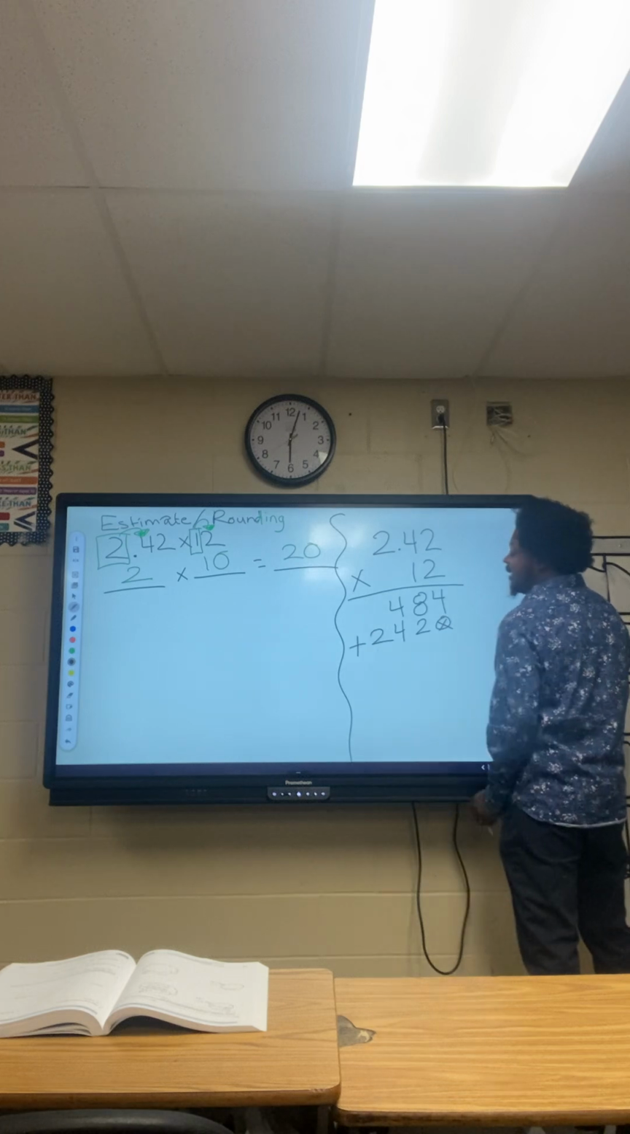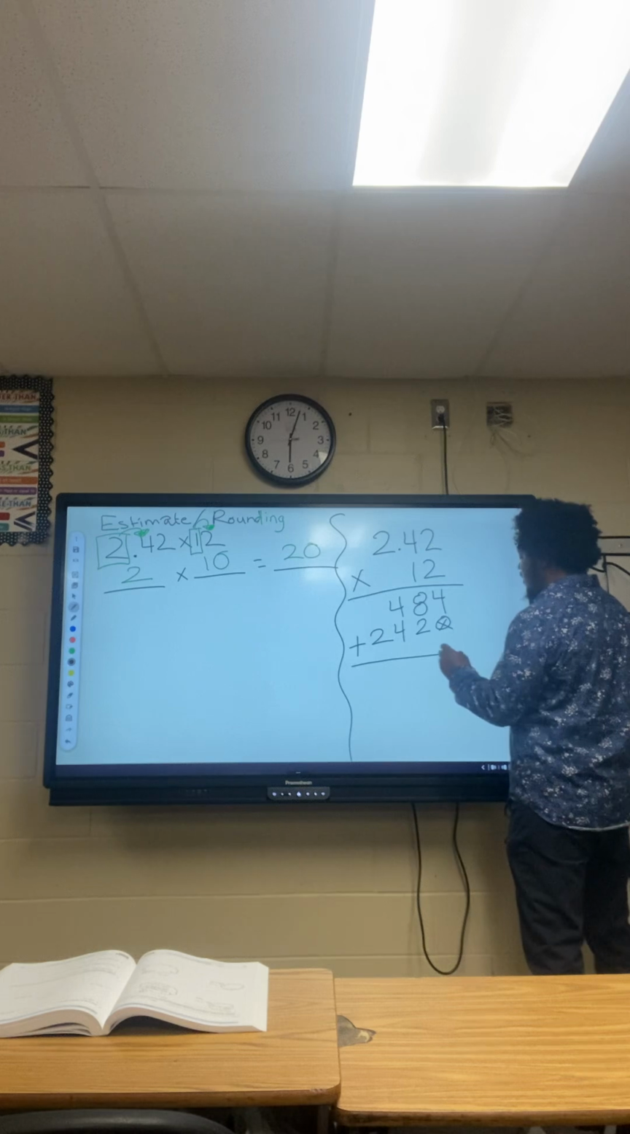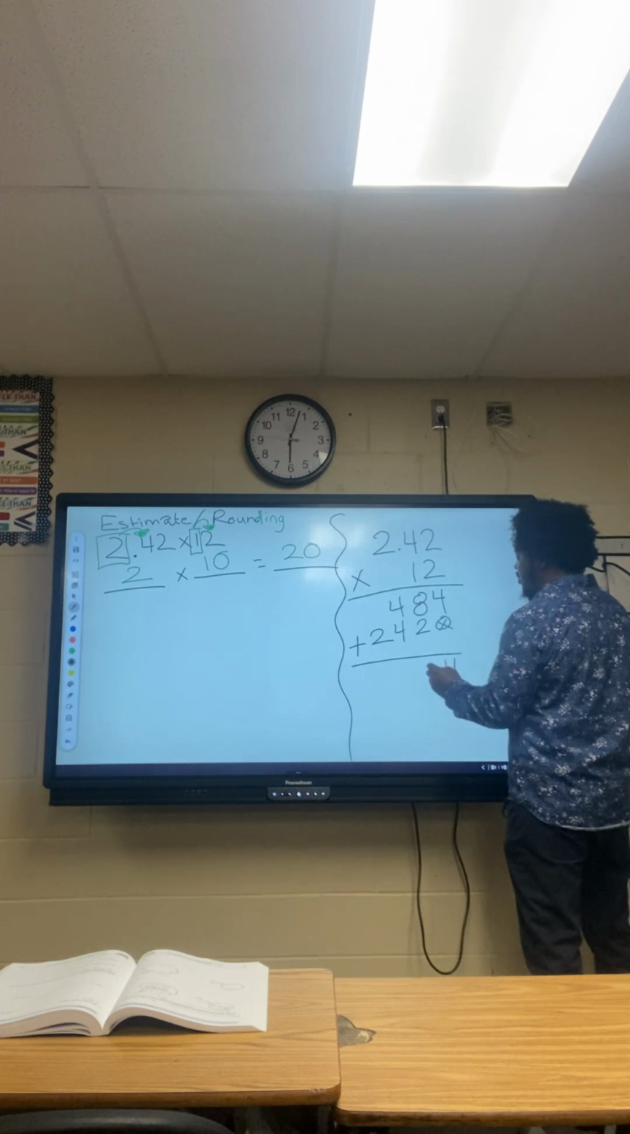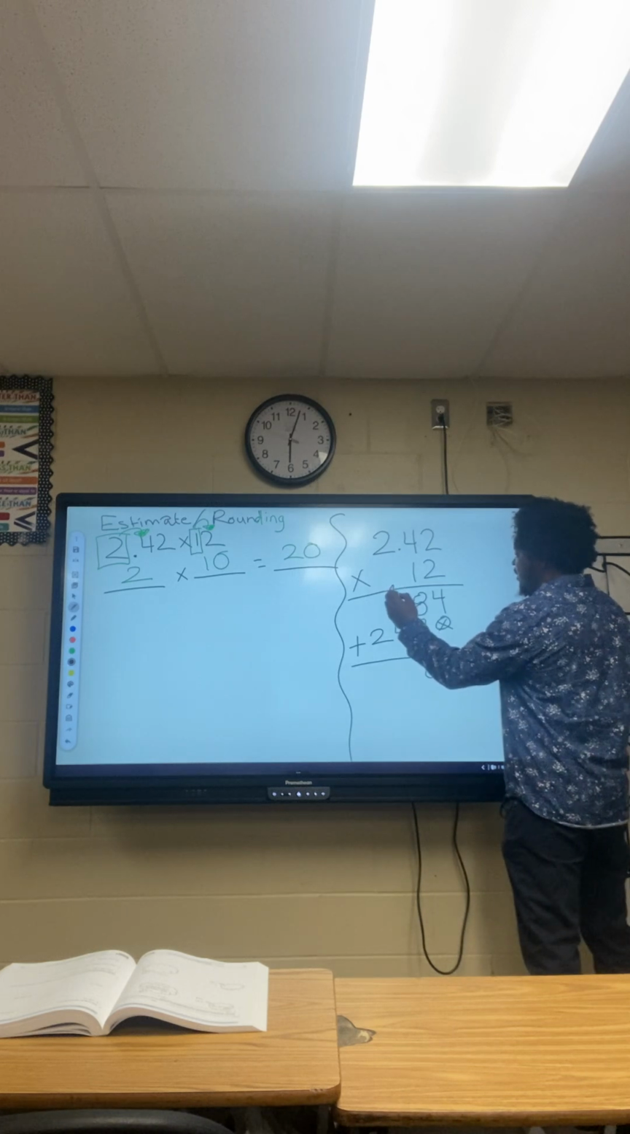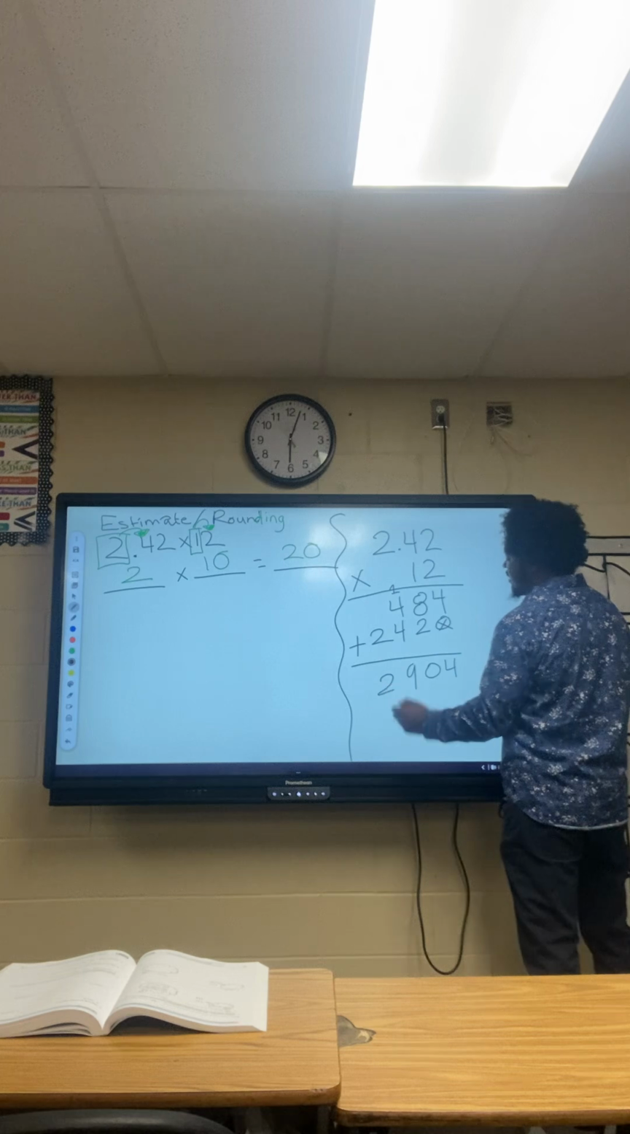Our last step is to add them together. So we add a plus sign. 4 plus 0 is 4. 8 plus 2 is 10, carry the 1. And 4 plus 4 is 8, plus 1 gives us 9. And 0 plus 2 gives us 2.